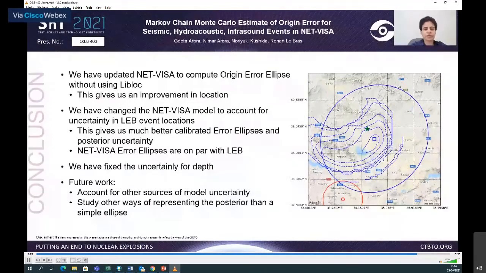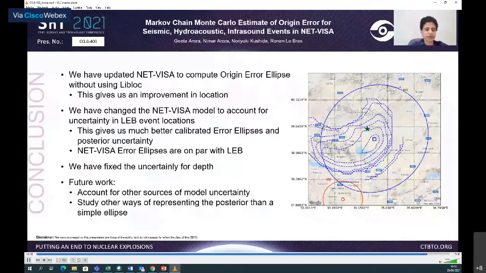In conclusion, we have updated NetVisa to compute origin error ellipse without using LibLock, and this gives us an improvement in the event location. We have changed the NetVisa model to account for uncertainty in LEB event locations, and this gives us much better calibrated error ellipses and posterior uncertainty. And NetVisa error ellipses are now on par with LEB. We have completely fixed the uncertainty for depth.